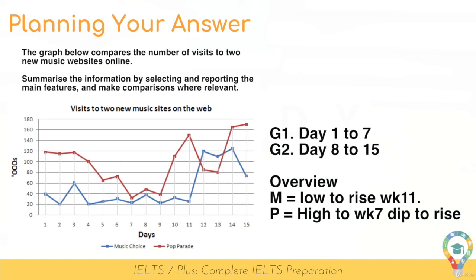So for music choice, we can see that it starts low and begins to rise around week 11. It remains relatively high with a slight dip in the final day. Pop Parade starts quite high and dips around week 7, where it then rises again and then finishes at a high level. This quick plan will ultimately save you time by organising your ideas and giving you some extra structure for when you begin writing your answer.